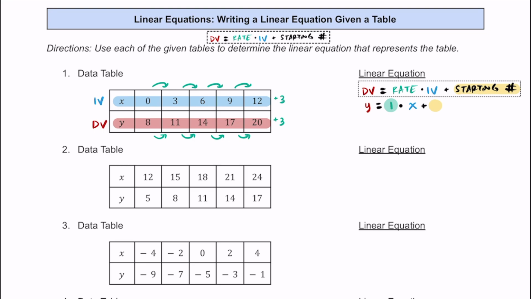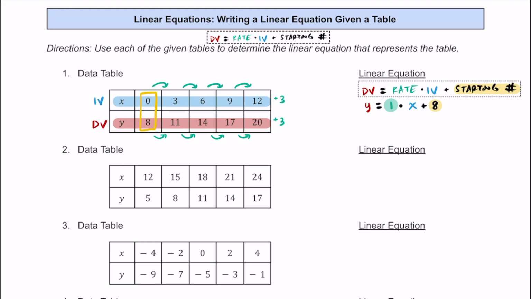Now, what about to find the starting number? Well, the starting number, that's where we're going to see if we can find where we have x equals 0. So notice over here we have x equals 0. And when x is 0, then y is 8. So we're going to go ahead and add 8 over here. That's going to be our starting number, right?